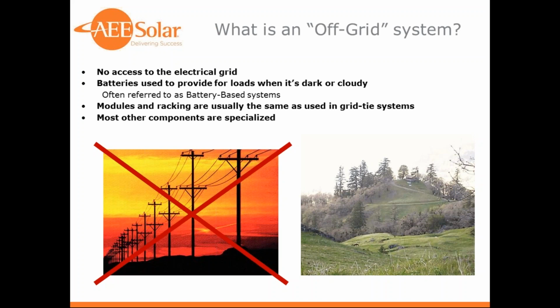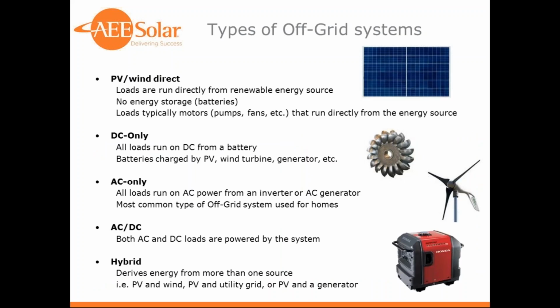So there are a variety of different types of off-grid systems. One of the simplest is either solar PV or wind direct systems, where the loads are run directly from the renewable energy source. There's generally no batteries in those systems. As a matter of fact, by definition there's no batteries. Loads typically are motors that run directly from the energy source, so it might be fans or pumps or circulators or that kind of thing.